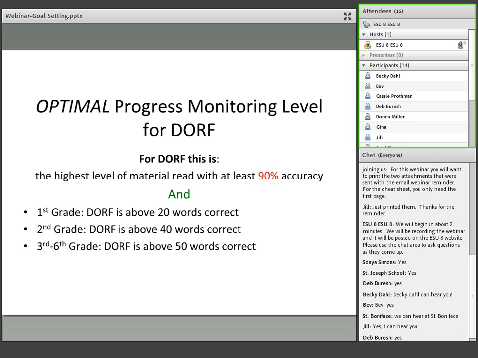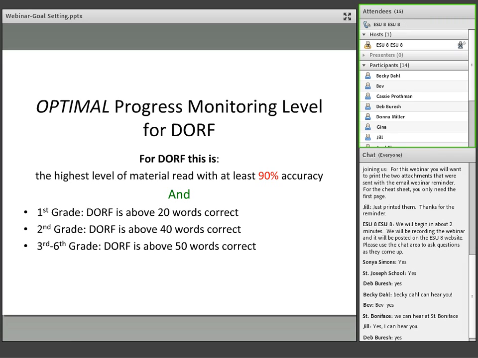And so for oral reading fluency, for DORF, it is the highest level of material that the student can read with 90% accuracy. And then along with that, we have some different words correct points that the students need to meet for different grade levels. So a first grade student would need to be reading above 20 words correct in a minute with 90% accuracy. And if they're doing that, then we would say, okay, it's appropriate to progress monitor them at that level. If they're reading less than 20 words correct or with less than 90% accuracy for a first grader, we're probably not going to get to see progress for that student.